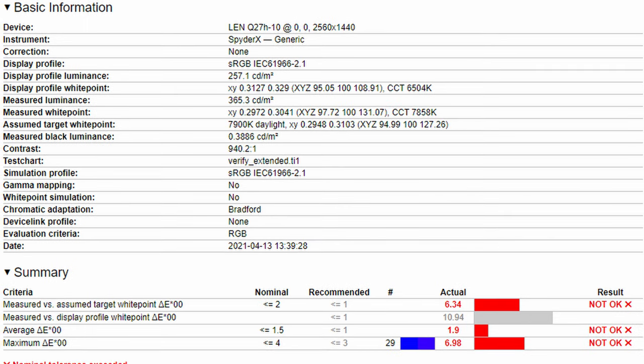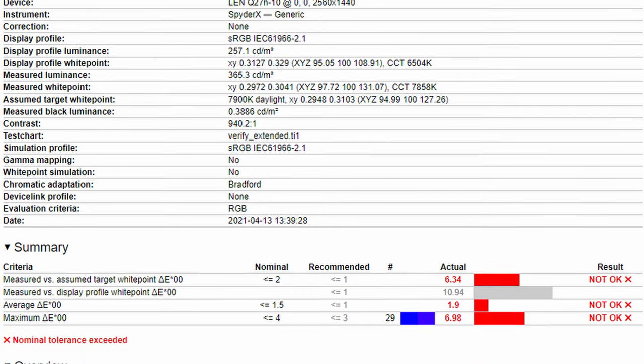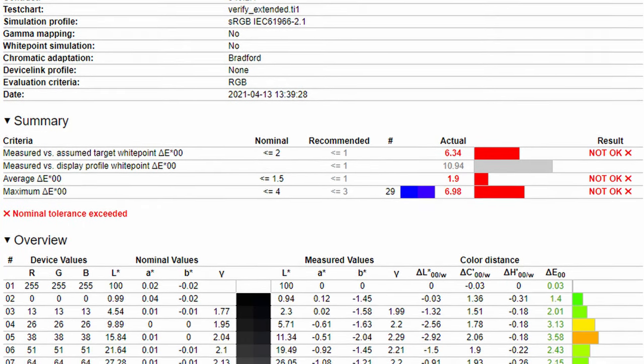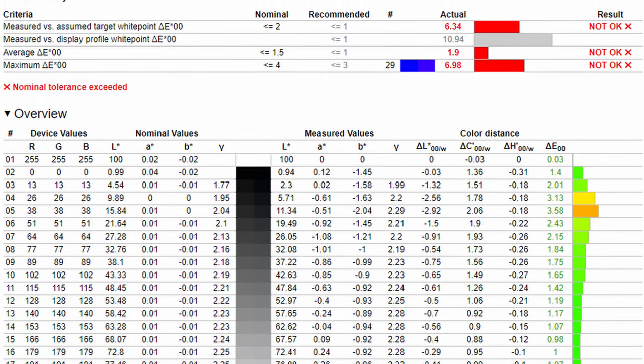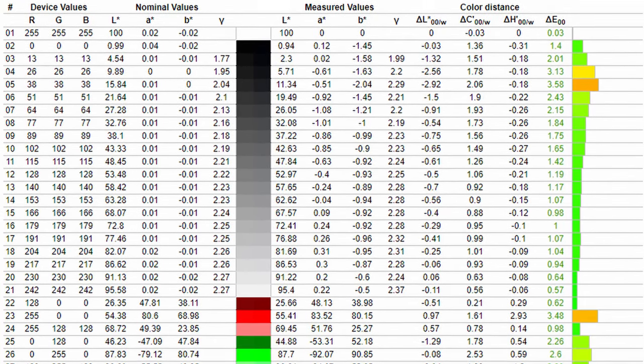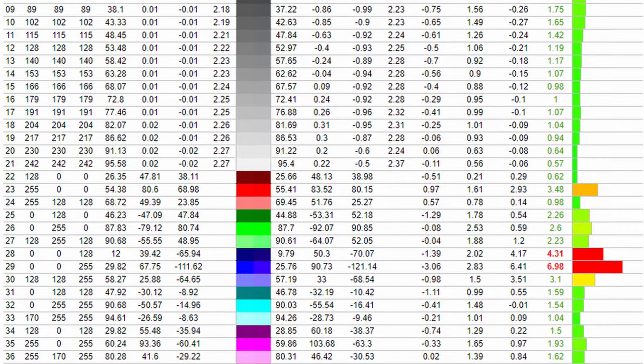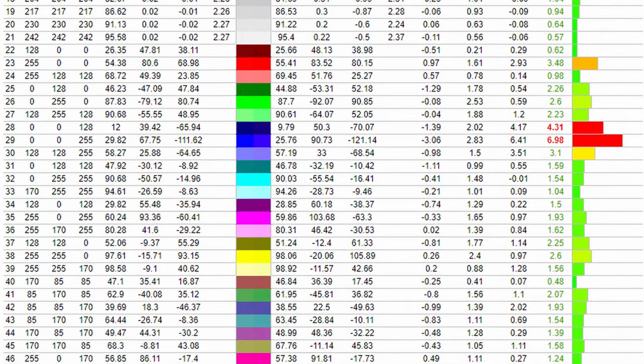Now, if you were to move over to the normal color mode, so out of its sRGB mode and therefore not limited in terms of brightness, the contrast ratio goes up to 940:1, whilst surprisingly the delta E also drops slightly, to an average of 1.9 and a maximum of 6.98.